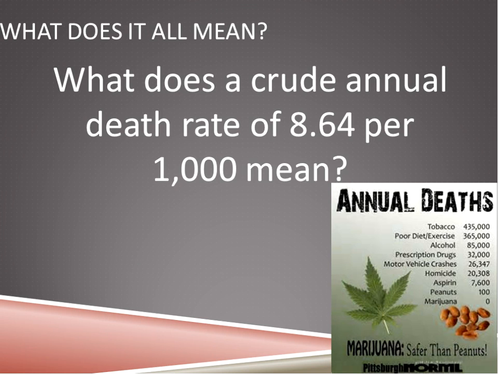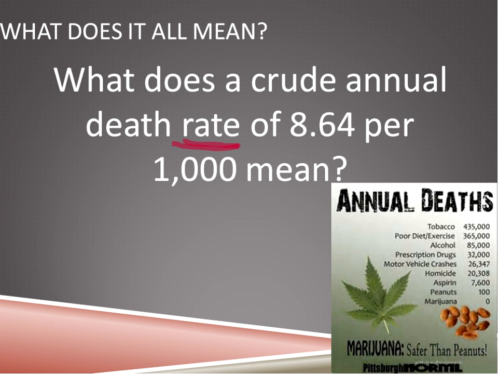So what do all these numbers mean? I thought I'd look at the data in one more different kind of way. I was just trying to be funny with marijuana is safer than peanuts, right? Because the annual deaths from marijuana are 0 and the annual deaths from peanuts are much higher. But the question is, what does a crude annual death rate of 8.4 per 100 people actually mean? We know it has to do with incidence.